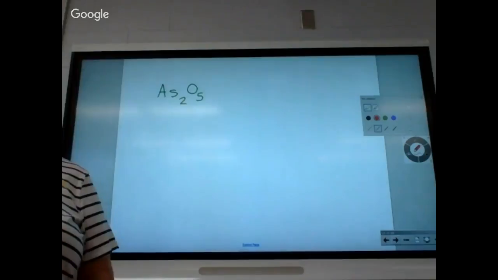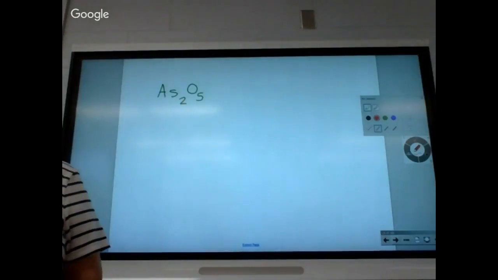what's As? If you don't know, look it up.